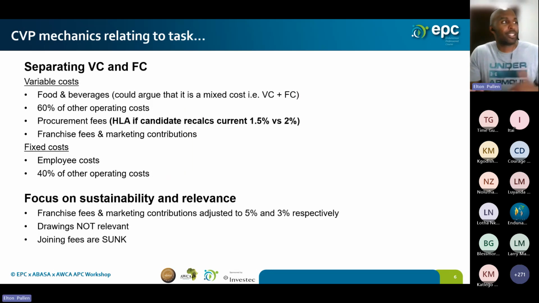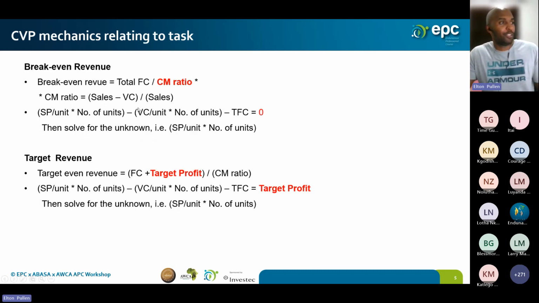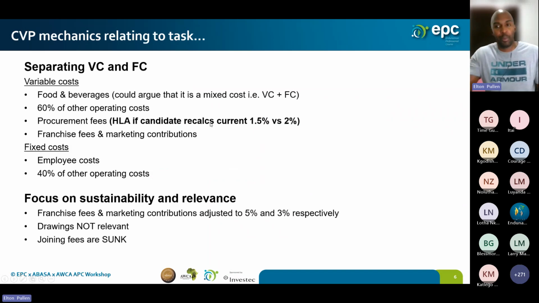Now, when we go into the detail as it relates to the task, the big crux of CVP is pretty much just variable and fixed costs. If you look at this formula, you need to break it down to what is variable and what is fixed. So when we break that down, food and beverages is arguably variable, or you could argue it was a mixed cost, where certain of it could be fixed and certain could be variable. Then they clearly told us 60% of operating costs is variable. Then procurement fees, because they're based on a percentage of revenue, have to be variable. Franchise fees and marketing contribution were also based on a percentage. So those are probably all the variable costs. And then the fixed costs, employee costs.